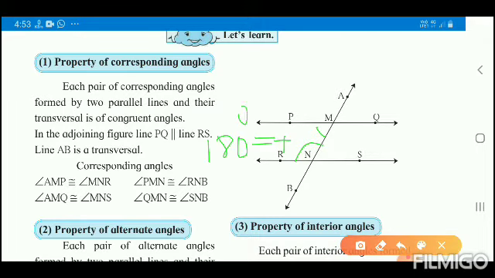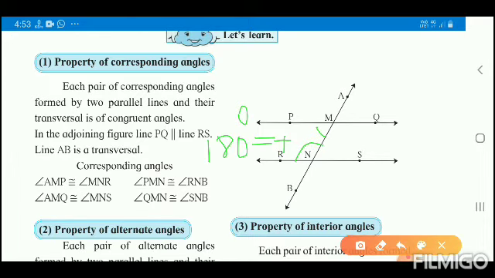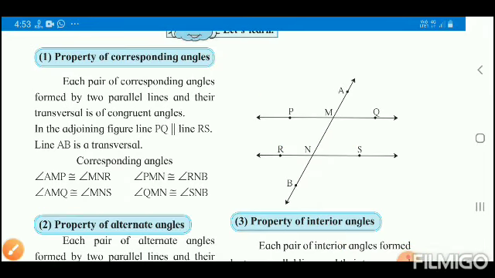180 degrees. Now the remaining angle is angle QMN, means this angle, plus angle MNS, means this angle, it is also equal to 180 degrees. Do you understand these pairs from the figure? Then draw the diagram in your notebook and write all the information in your notebook.